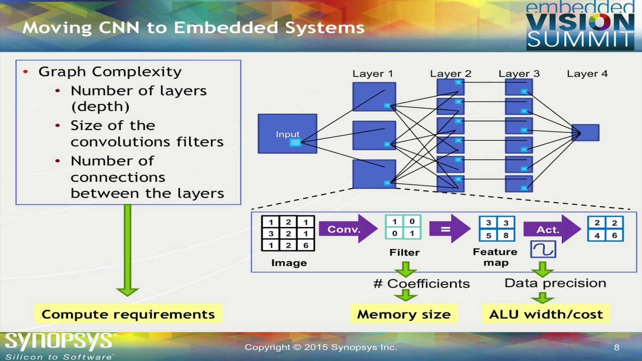And the final consideration that's going to impact the complexity of the hardware you use to run those graphs is the data precision that you use. So floating point, or 16-bit fixed point, or 8-bit fixed point, and this will impact the cost of your arithmetic units.